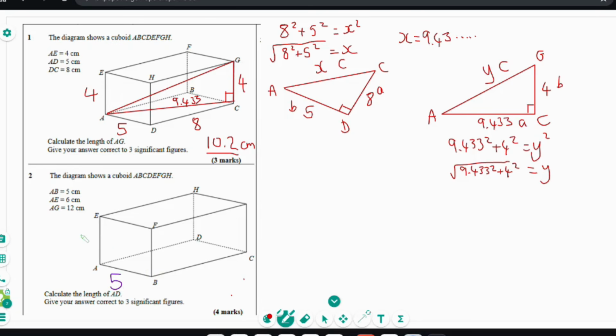Okay, next question. AB is 5, AE is 6, AG, well, I assume that's meant to be our G, let's pop that in. AG is 6. No, it's 12. We want to work out the length AD. So there's our X. This is similar to the one above, but we're kind of given the answer. So let's work backwards from there.